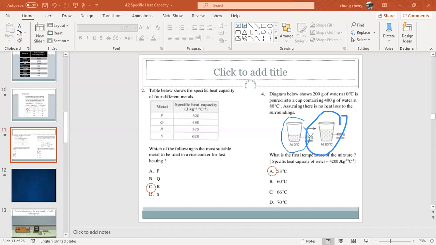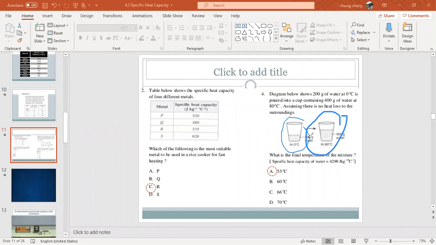Thermal? Thermal what? Equilibrium, correct. It will reach thermal equilibrium. When you reach thermal equilibrium, it means that the final temperature is the same.